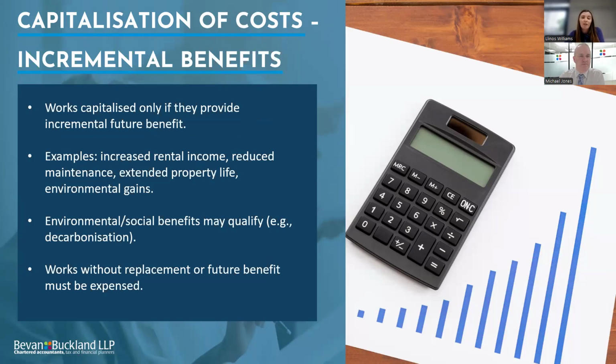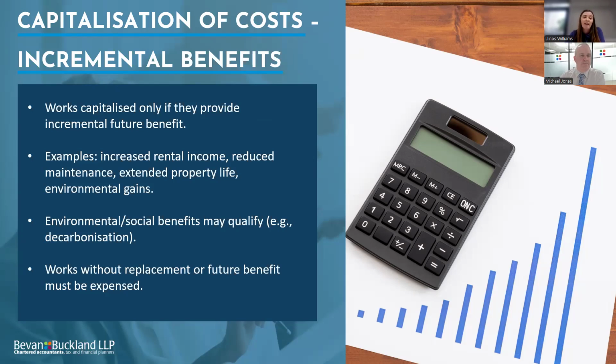For example, works that lead to increased rental income, such as improvements that allow a higher rent to be charged, may qualify. Another example is works that reduce future maintenance costs, for instance, replacing a component with a more durable one that lowers the organisation's ongoing spend. Capitalisation can also apply when works extend the useful economic life of a property. If the improvement pushes back the expected replacement or refurbishment date, that extended life represents a clear future benefit.